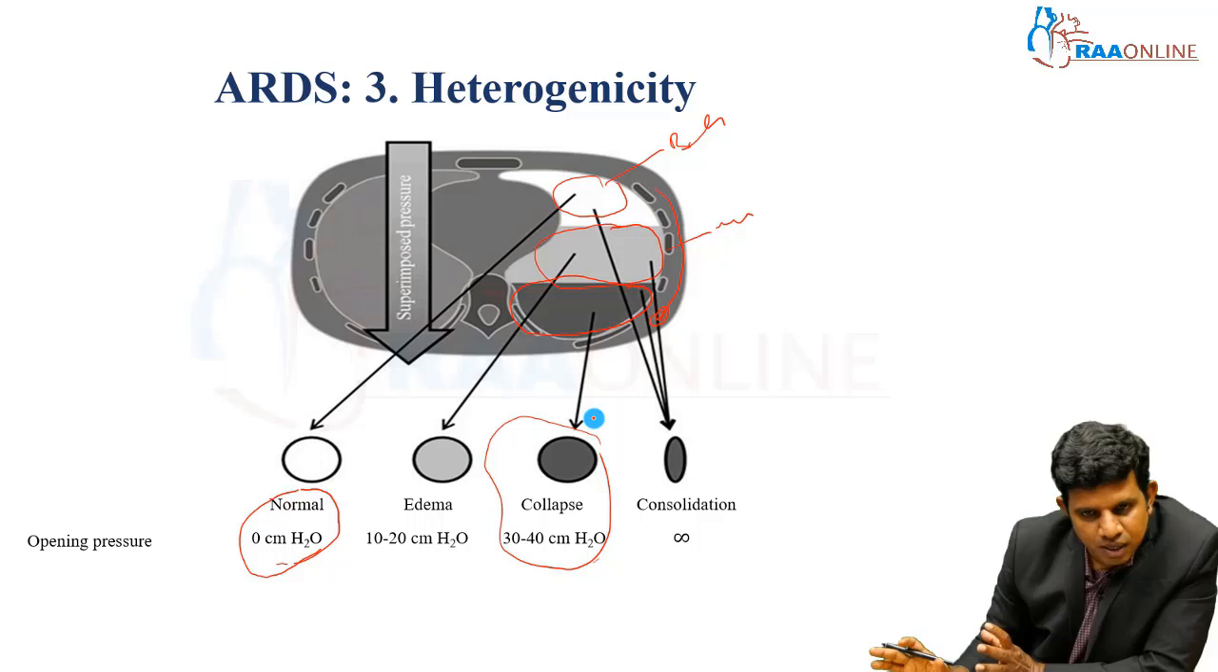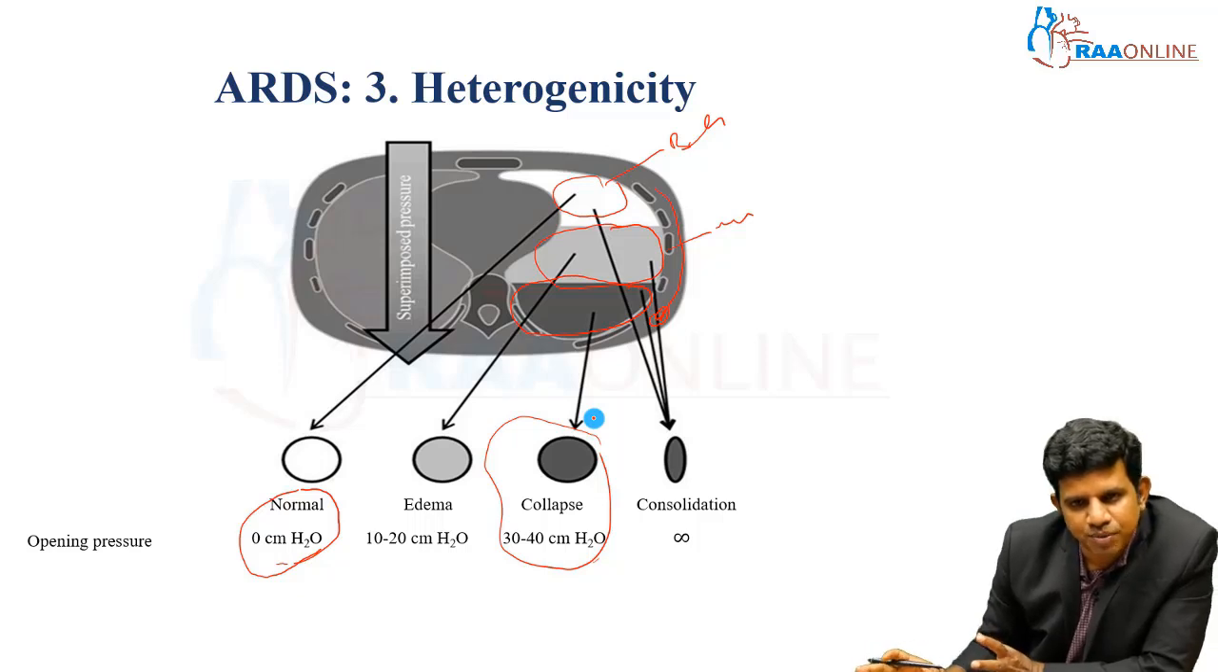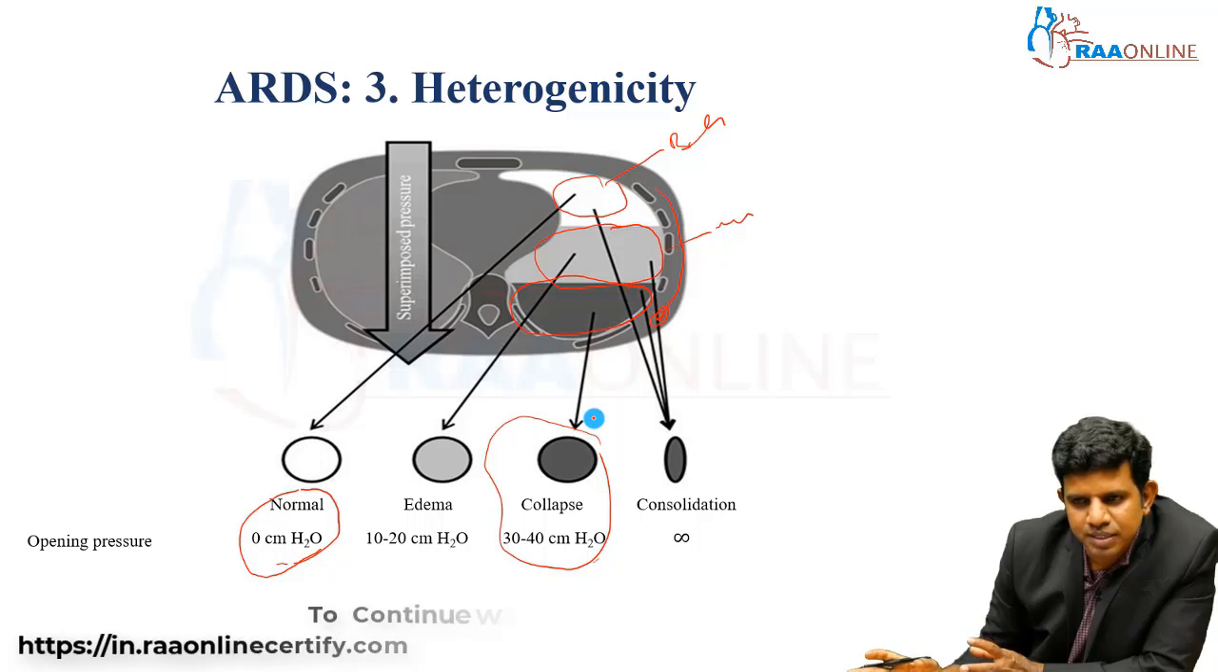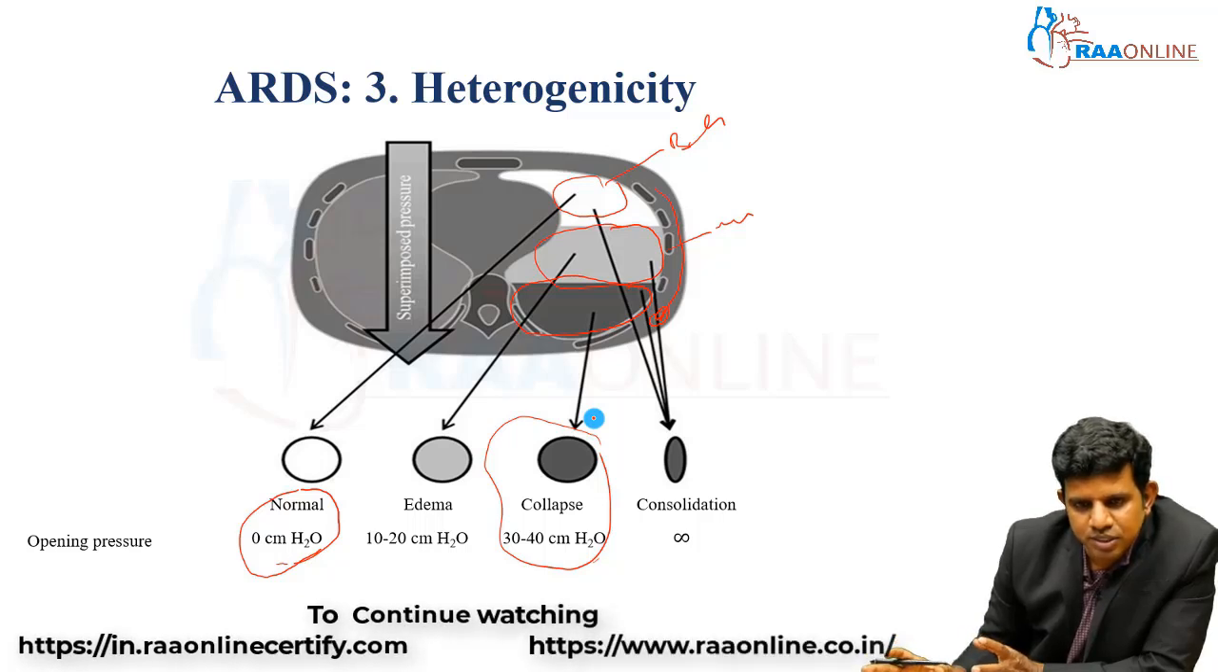Our aim with PEEP, recruitment maneuver, or positive pressure ventilation is to increase the aerated tissue. If aerated tissue increases, obviously compliance will increase and the shunt will decrease, so the oxygenation will improve. The patient's compliance and aerated tissue are increasing, and the lung becomes more homogeneous.